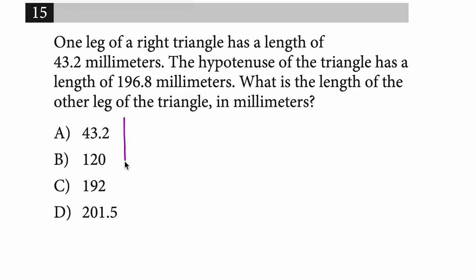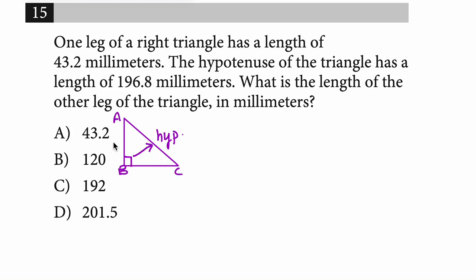Okay, let's draw the right triangle first and understand that legs are actually the sides other than the hypotenuse, right? So here, if this angle is 90 degrees, then the side opposite to that is always the hypotenuse. And the other two sides are known as the legs. So here AB and BC are the legs.